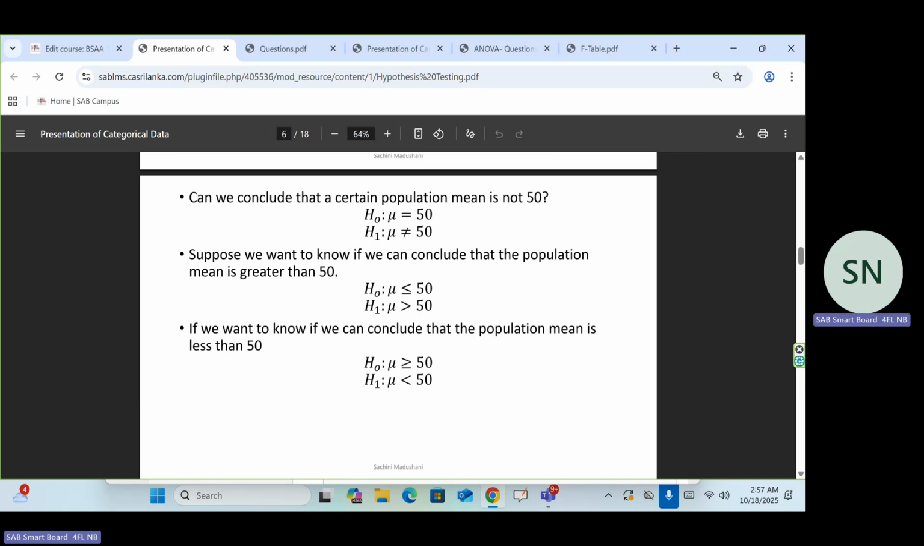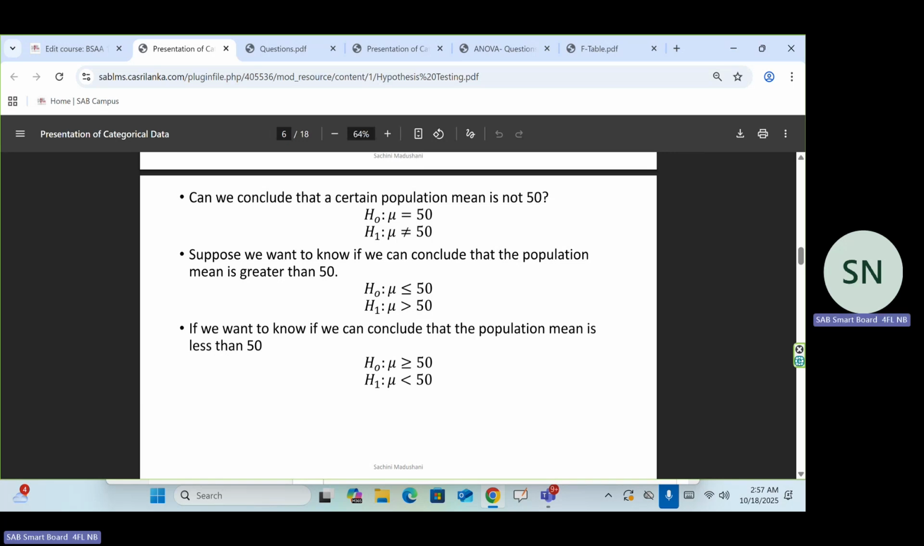The claim is not equal to 50. Then, one tail or two tail? Not equal to 50 means maybe greater than or less than. Yeah, understood. Then here you need to check two sides. Then this one is a two tail test.